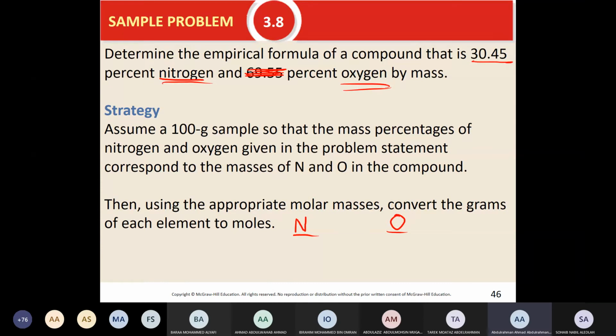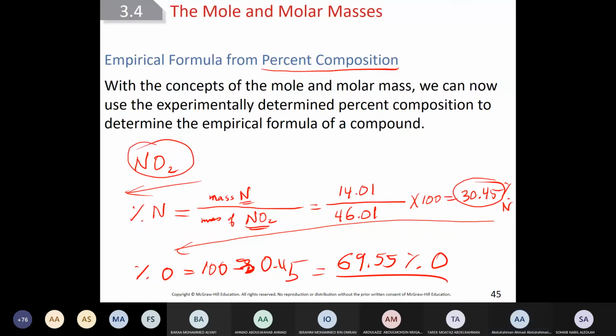I will assume that this is 30.45%. It is without unit here. Go back to this one. This is without unit, and this one without unit. This is percentage only. No unit. Why is it unitless? Because the mass here in gram and the mass here in gram, or the mass in AMU and the mass in AMU, in all cases, the AMU will go away, or the gram will go away.